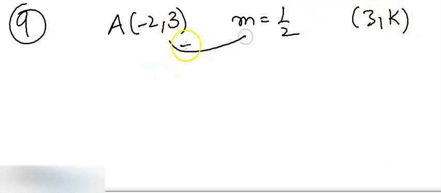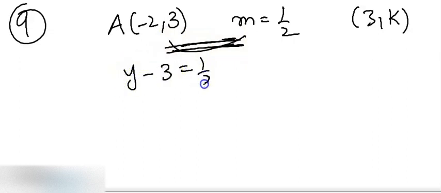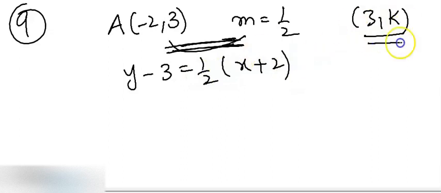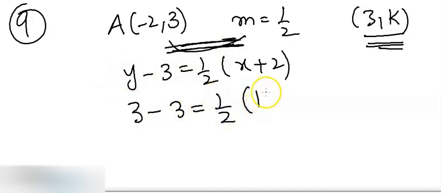So from this information we can find this line, y minus y1 equal to m times x minus x1. Now since this line is passing through this point, you can put 3 in place of x and k in place of y, and then you can solve for k.